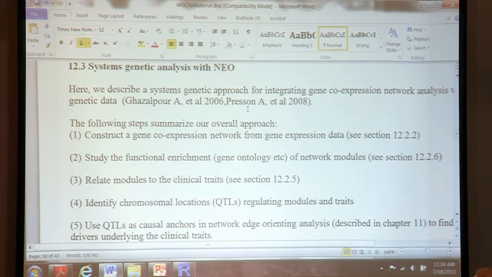And so here I will just describe this approach. By the way, why do we call it systems genetic? Where does that term come from? Well, systems comes from the aspect that we do a module-based analysis, where somewhere there is a WGCNA part of it. But why do we call it genetic? Well, because we have genetic data.